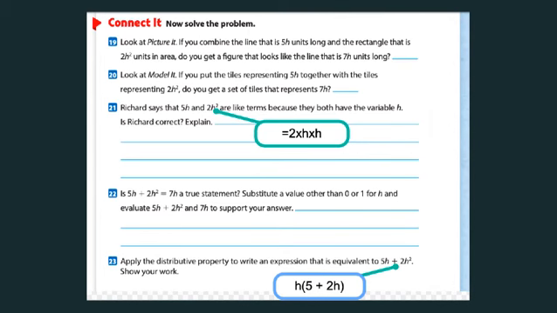And finally, on problem 23, it wants you to use the distributive property to write an expression that's equivalent to 5h plus 2h squared. The only way to do that is to pull out a factor that both terms have in common, and the only thing they both have in common is h. So I did it for you. I factored out the h, and what that leaves me in parentheses is 5 plus 2h.